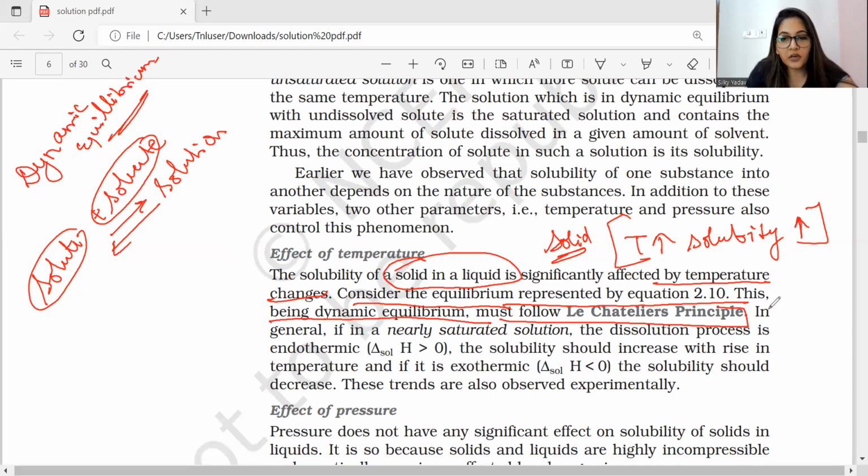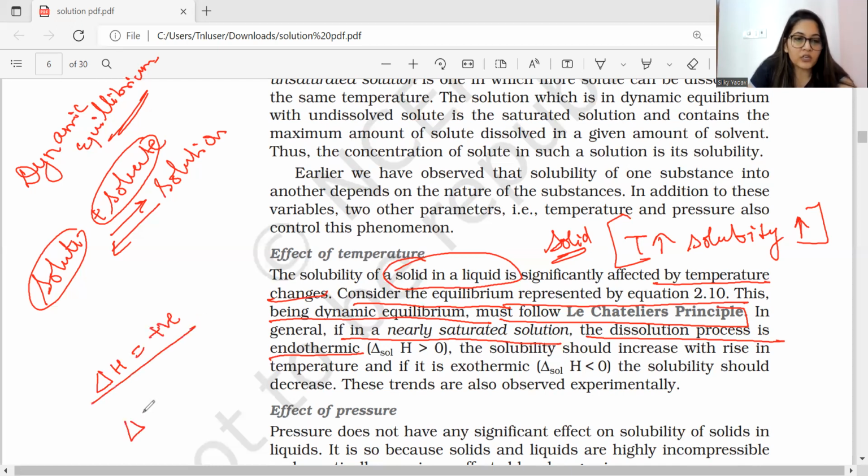So in general, we can say that if it is a nearly saturated solution, the dissolution process is endothermic. Because the dissolution process is endothermic, it means it is nearly saturated. Now you cannot add more to it, right? But if it is not a saturated solution, if you're dissolving more solute in the solvent, it will be exothermic. Okay, so that means one condition is del H is positive, and one condition is del H is negative. When del H is positive, that means it is endothermic.